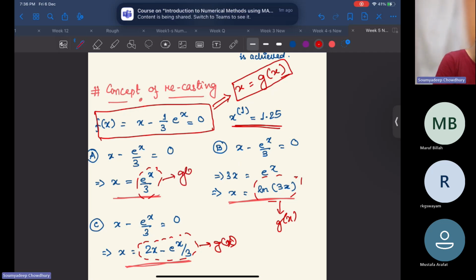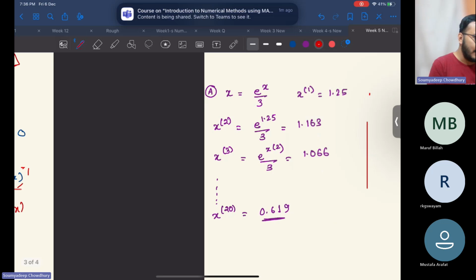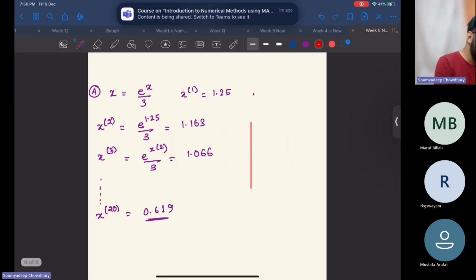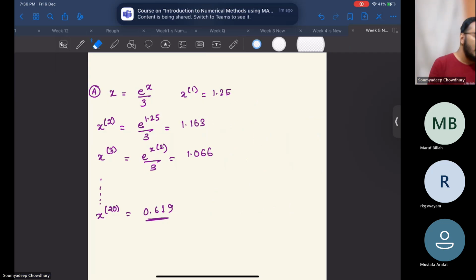In the first case, this was my g of x. Then, using this recasting function and the initial solution, we tried to fix the point. Why is it called fixed point? Because first we take an initial guess and fix that point. Based on that initial guess, we try to find the value of the solution at subsequent steps.